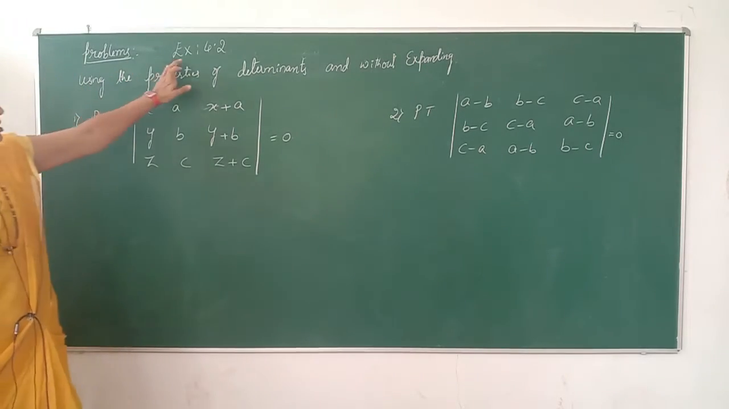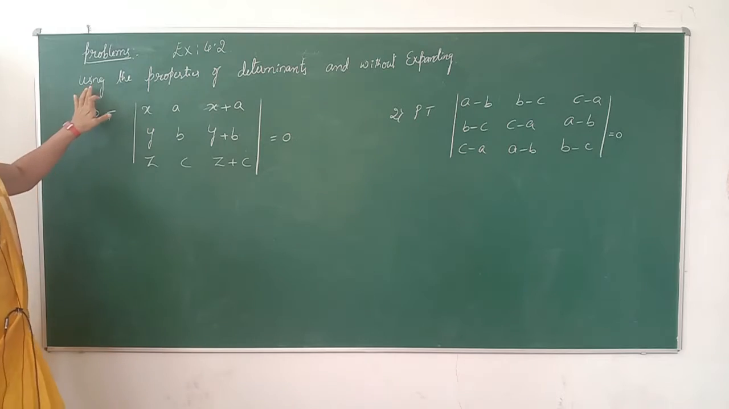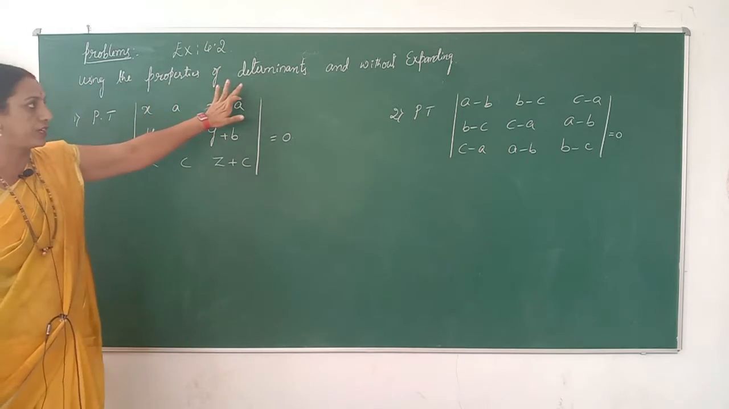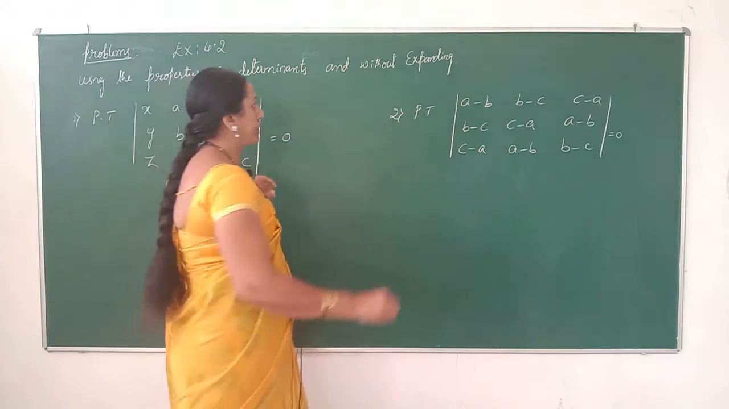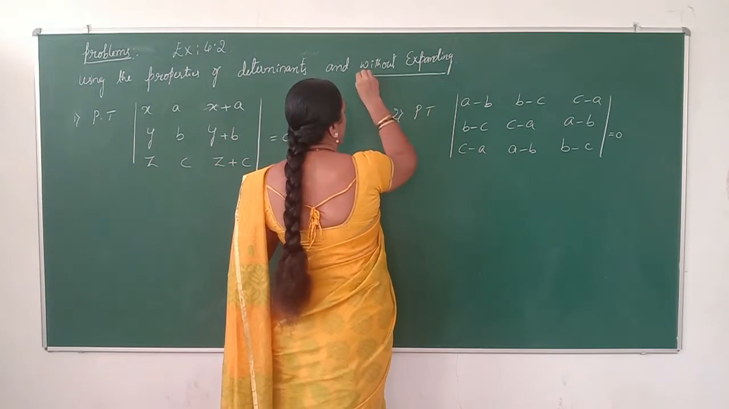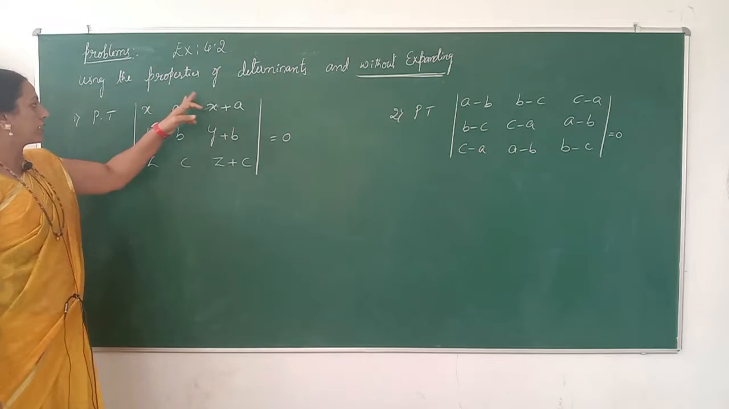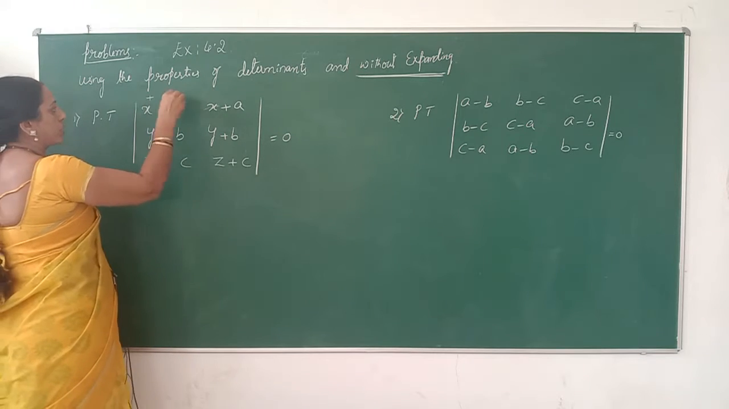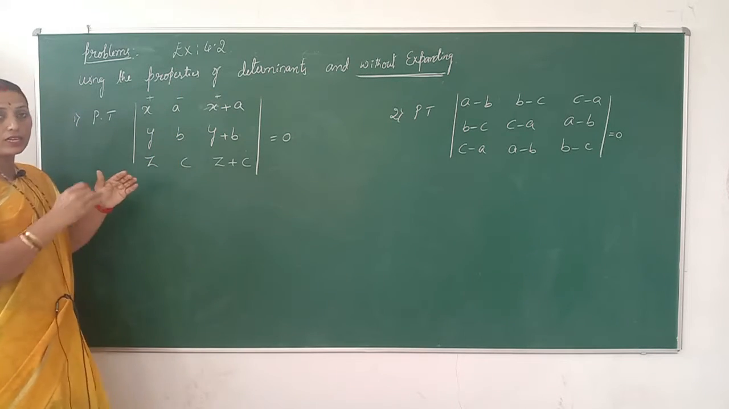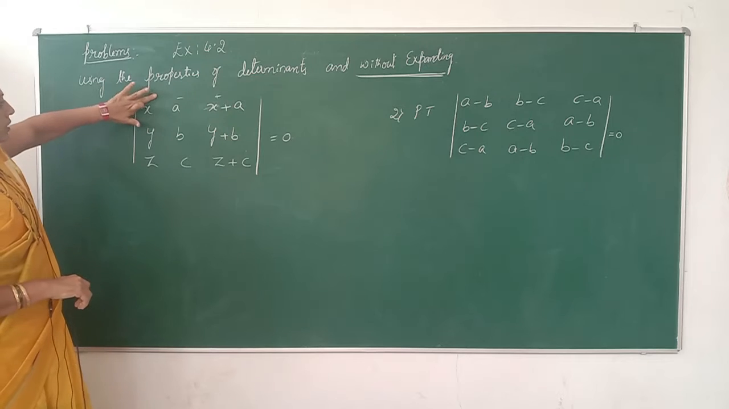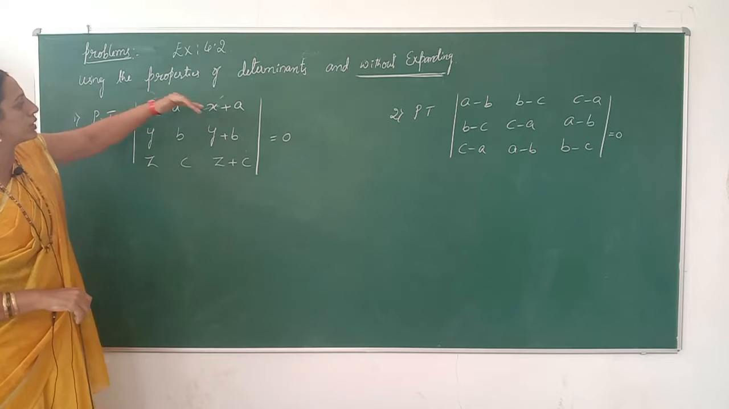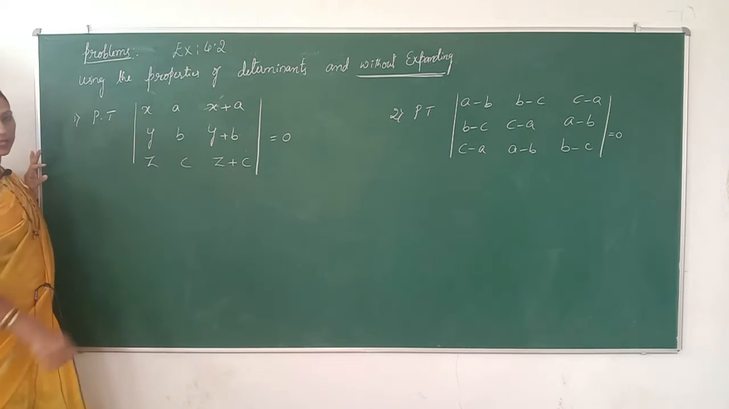Problems on exercise 4.2. Using the properties of determinants and without expanding, that is the most important condition. Without expanding means not using the alternating sign. In the given problems, we do not use the alternating sign in the first steps. After a minimum of 2 to 3 steps, then we will use the alternating sign.